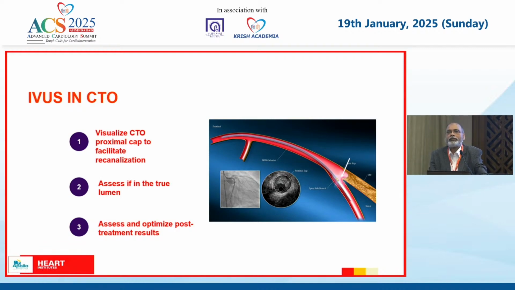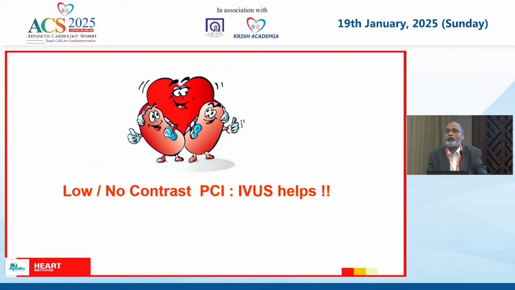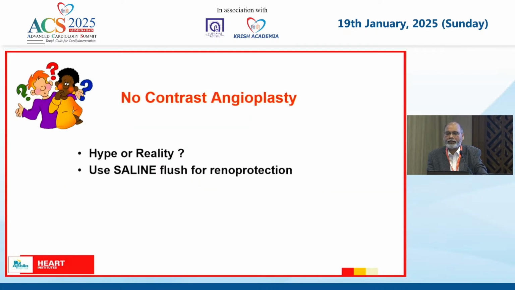But here you might have to take an 8-inch guiding if you want to do the procedure along with the imaging catheter and along with all your devices. Last, PCI and renal failure. We know that low and no contrast PCI, IVUS helps. It is a reality. Definitely, if the patient is in advanced renal failure, use saline flush for protection.